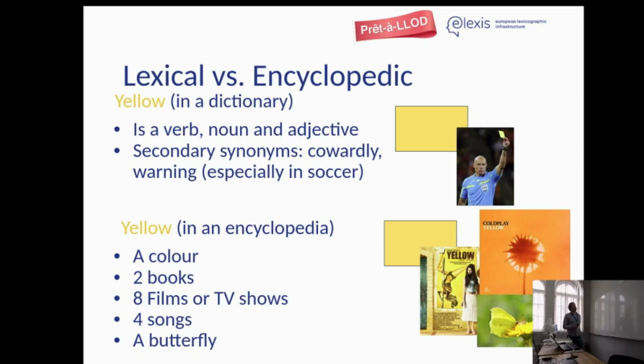Whereas if we look in Wikipedia, we also see the same primary sense, yellow as a colour. But in Wikipedia, of course, we merge whether this is a noun or verb or adjective, as yellow as a concept, like the ontological point of view. As well as yellow as a colour, there are also 2 books, 8 films, 4 songs, and a butterfly that all have the name yellow as a Wikipedia article with something after it in brackets. So this means we have quite a different idea between what yellow means in an encyclopedia like Wikipedia against what yellow means in a dictionary like WordNet.